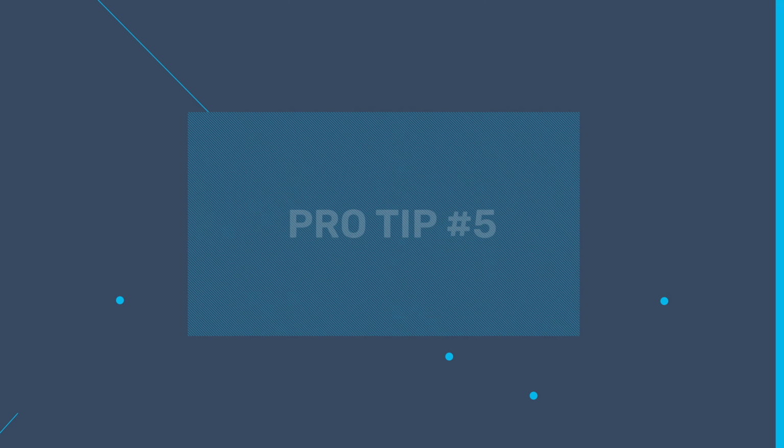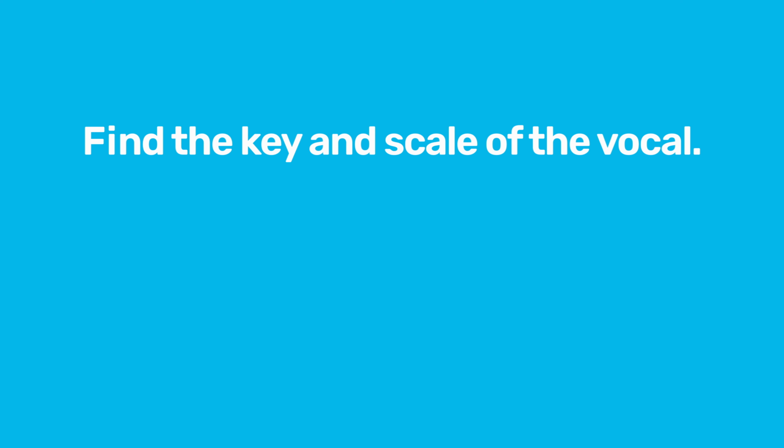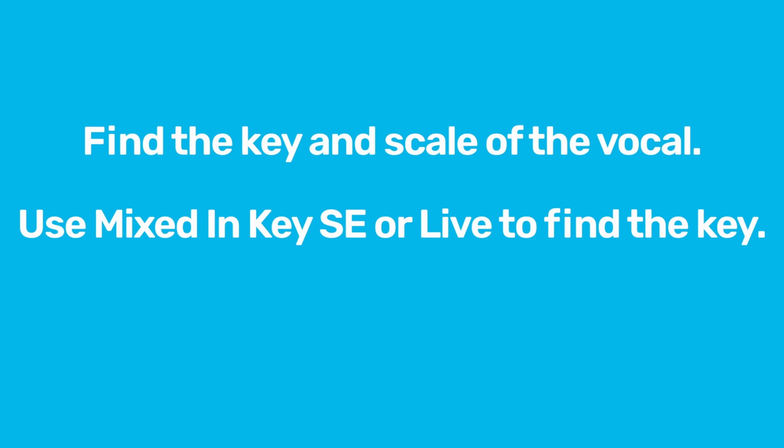Pro tip number 5. A question we get asked a lot is how to write chords to fit with a vocal. This can be done in a few simple steps. Here's how. First, find the key and scale of the vocal. This might be shown in the sample pack or website you download it from. If not, or you've recorded the vocals yourself, use Mixed In Key Studio Edition or Mixed In Key Live to find the key and scale.